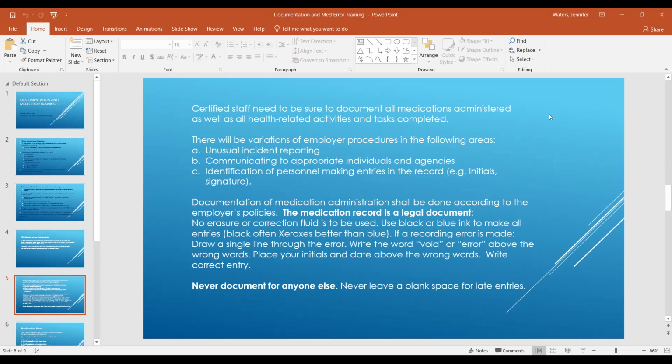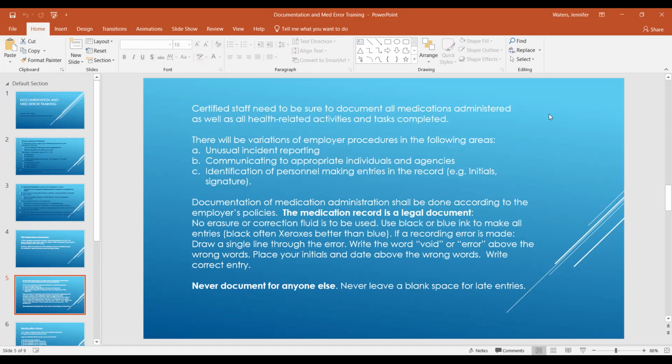Certified staff need to be sure to document all medications administered, as well as all health-related activities and tasks completed. There will be variations from your employer on how to complete an unusual incident report. Communicating to appropriate individuals and agencies. Identification of personnel making entries in the medication record. Are you signing the MAR and putting your initials on there?